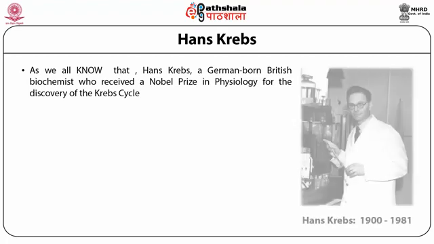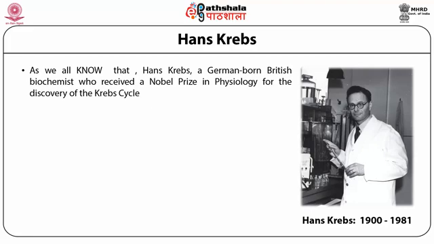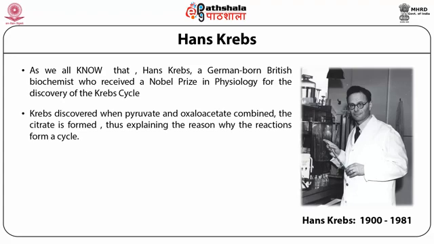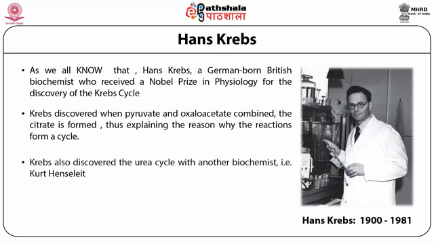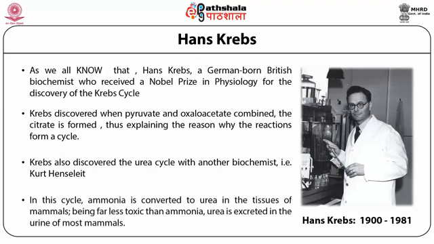As we all know, Hans Krebs, a German-born British biochemist, received a Nobel Prize in Physiology for the discovery of the Krebs cycle. Krebs discovered that when pyruvate and oxaloacetate combined, citrate is formed, thus explaining why the reactions form a cycle. Krebs also discovered the urea cycle with another biochemist, Kurt Henseleit. In this cycle, ammonia is converted to urea in the tissue of mammals. Being far less toxic than ammonia, urea is excreted in the urine of most mammals.